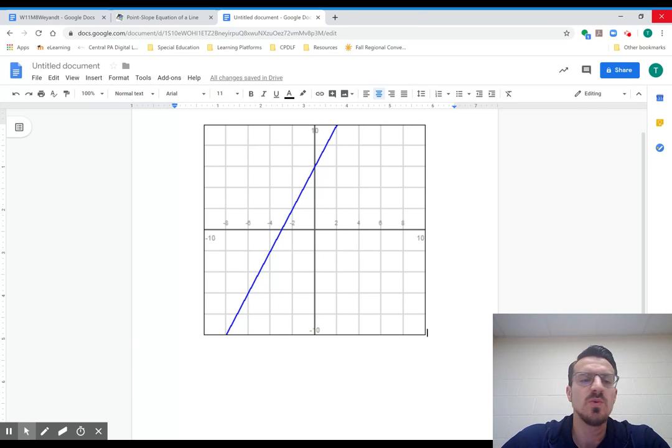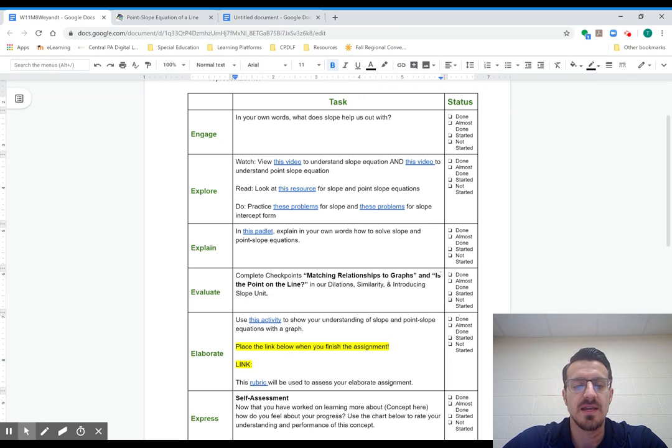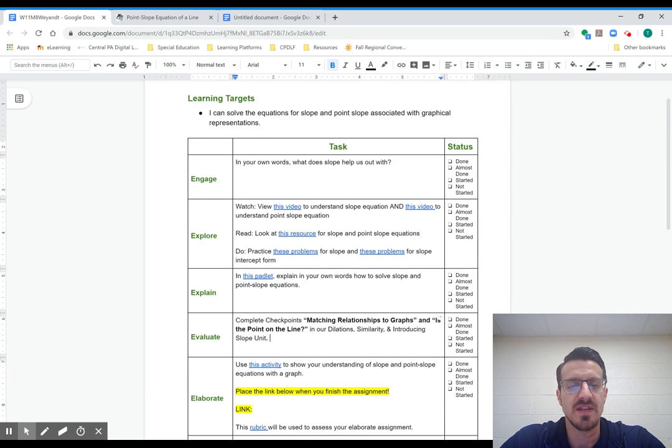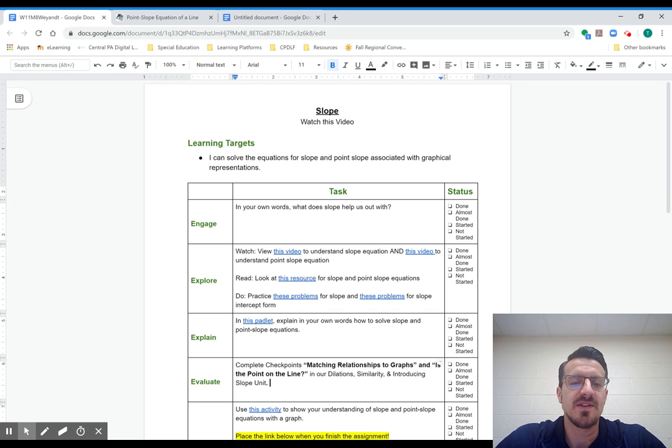So again, you will use that to determine if the point is on the line. They're going to give you a random point and you can use this process. But come back to this video and pause the video where I instruct and then apply that to what you're doing and go back and forth as you're learning the process. So don't be afraid to do that. Hopefully this helps you for the activity, and hopefully at the end of that, you can say with confidence, I can solve the equations for slope and point slope associated with graphical representations.